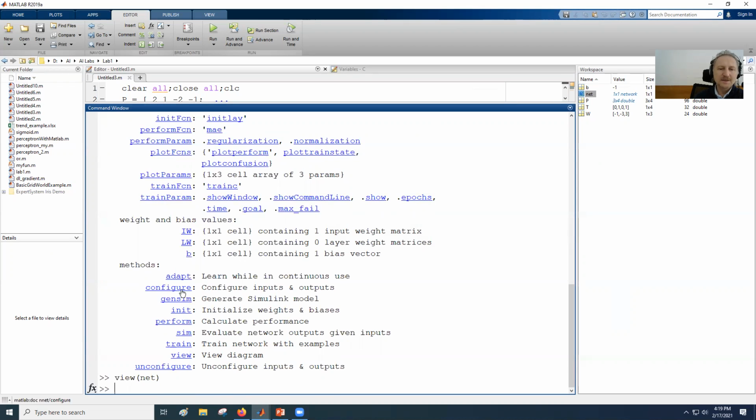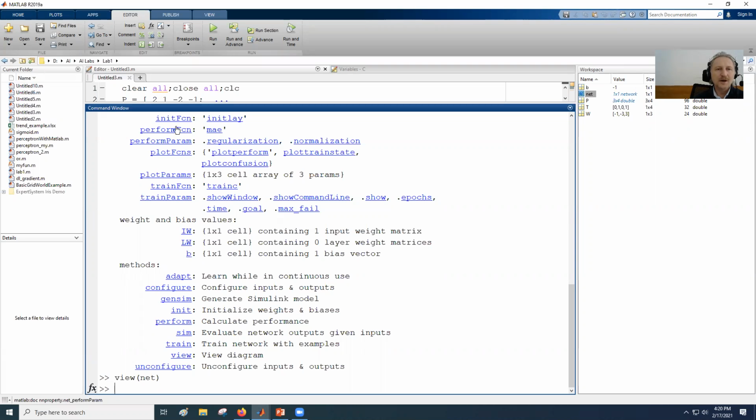Configure, we know it is configuring the input and output number, and then it initializes the weights at the beginning. We need to choose weight and bias values. For the perceptron, it is initialized to the 0 value, and then you can initialize again anytime, for example after training the network. If you want to start from the beginning, you can initialize the network to 0 weights and bias values again.